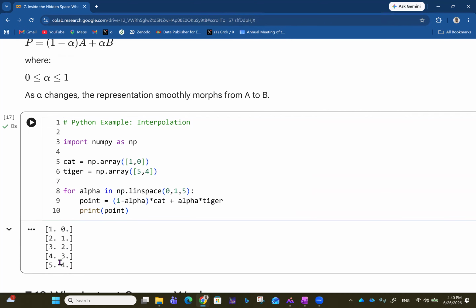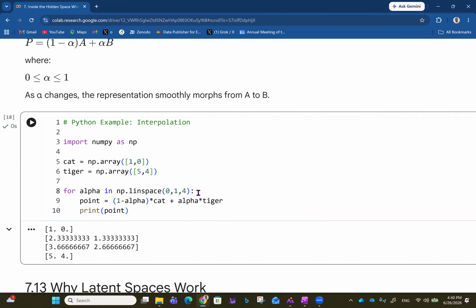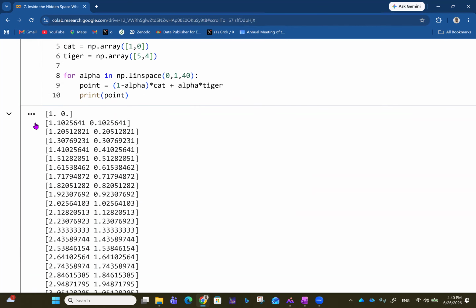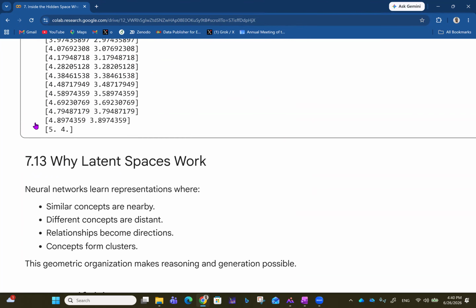So 1, 2, 3, 4, 5. Okay, let me see. It looks like that's what this represents. So if we do it in 4 steps, it gets to 5, 4 in 4 steps. If you do it in 40 steps, the transition is slower. You keep going, going, going until you finally arrive at 5, 4.